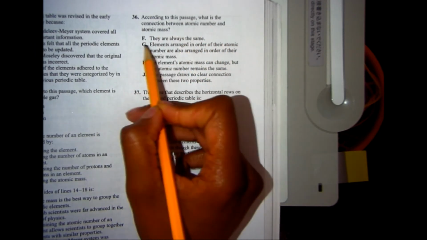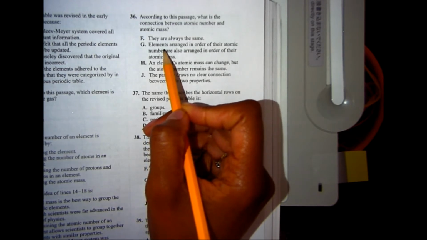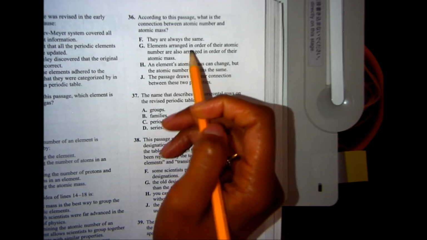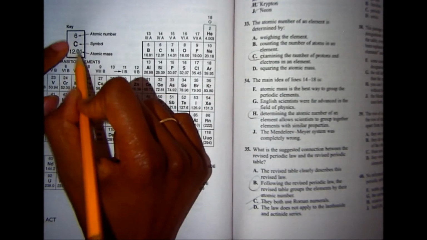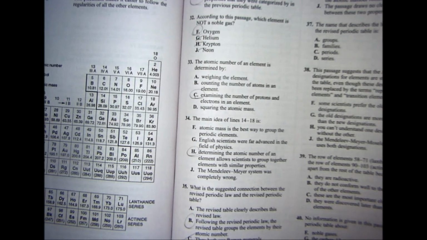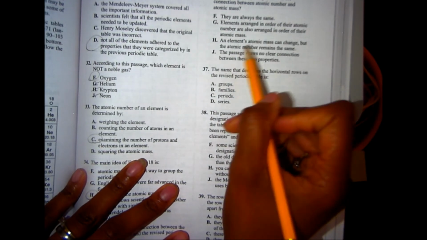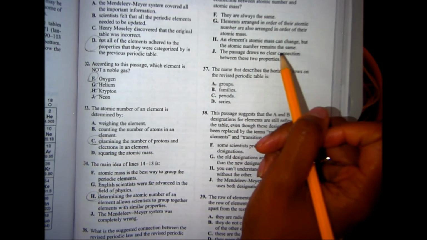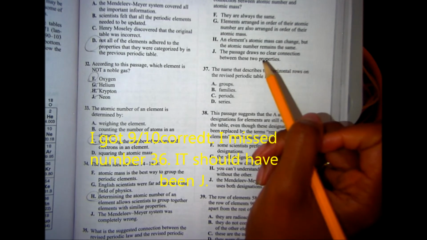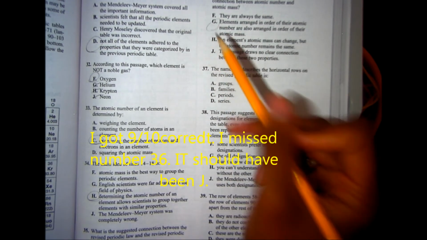Okay? According to this passage, what's the connection between atomic number and atomic mass? They're always the same. No? Because otherwise atomic masses wouldn't be below atomic numbers. Looking at an atomic number there and atomic mass, they are not the same. Elements arranged in their atomic number are also arranged by atomic mass. That seems to be true. An element's atomic mass can change, but atomic number remains the same. Passage draws no clear connection between these two properties. I'm going to go with G.